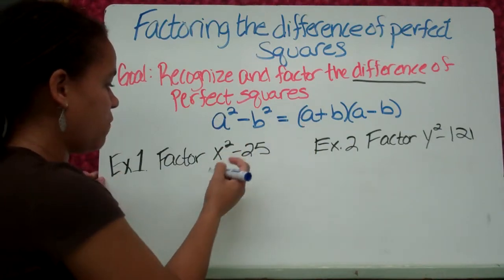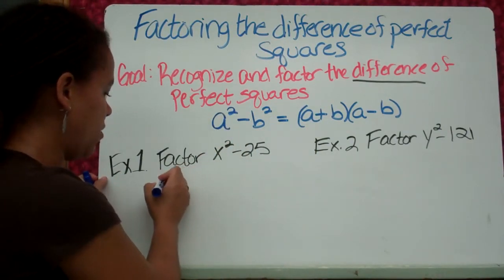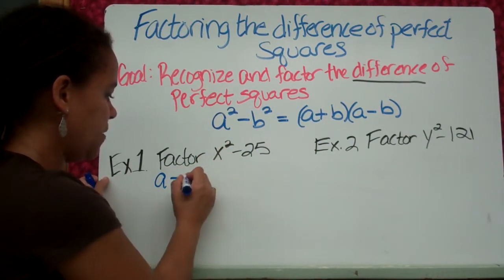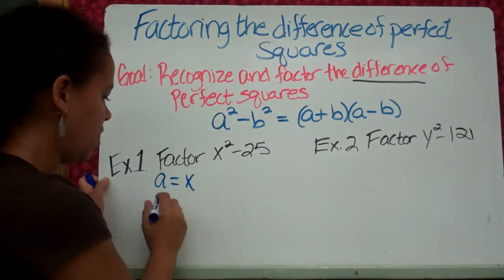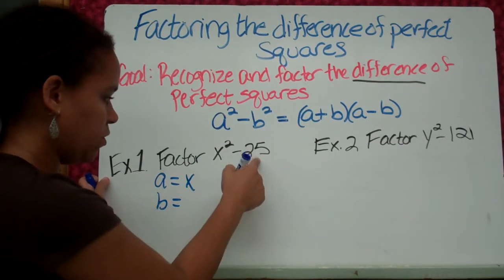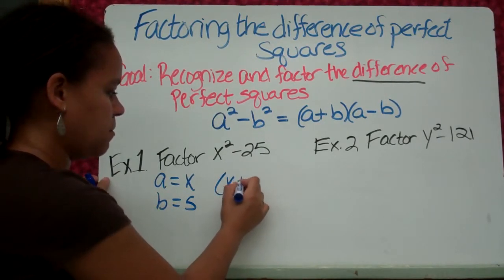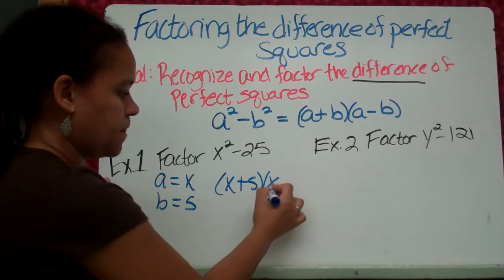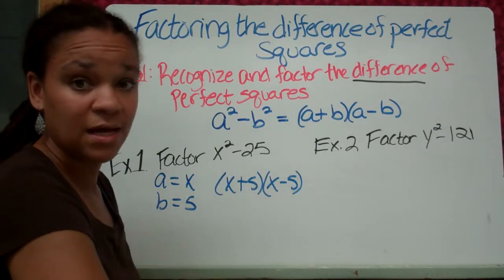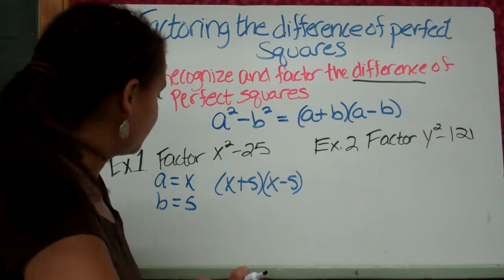If we're looking at our formula here, if this is the first thing squared, a here is going to be x, that's the square root of x squared. B is going to be the square root of 25, which is 5. So this factors into x plus 5, x minus 5. Simple as that. That's it.